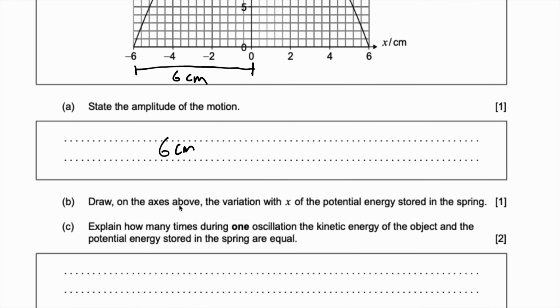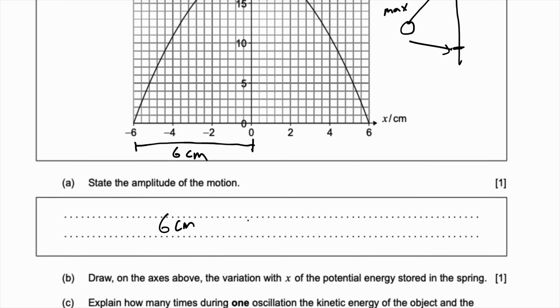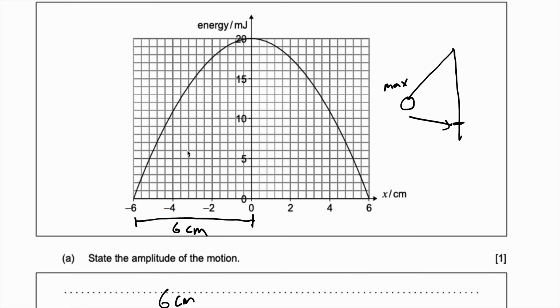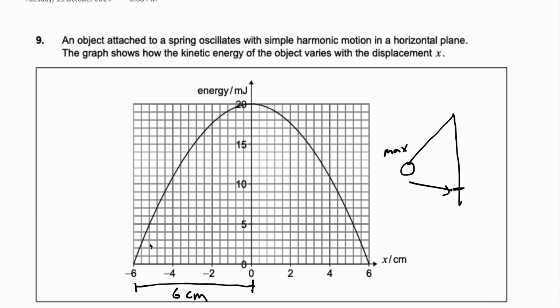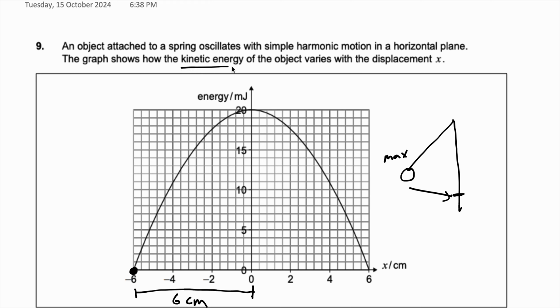Okay, draw on the axis above the variation with x of the potential energy stored in the spring. So the idea is that the kinetic energy and the potential energy are exactly opposite of each other. For example, at this position right here, this is a kinetic energy graph, right? So this point represents this maximum position. At this maximum position, you have minimum kinetic energy, so zero kinetic energy, because your velocity is zero.